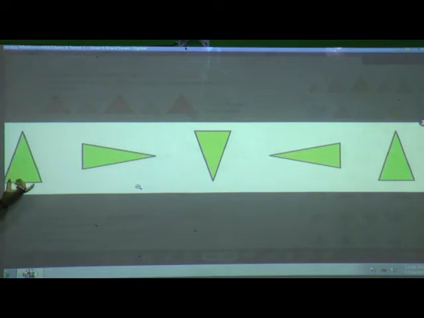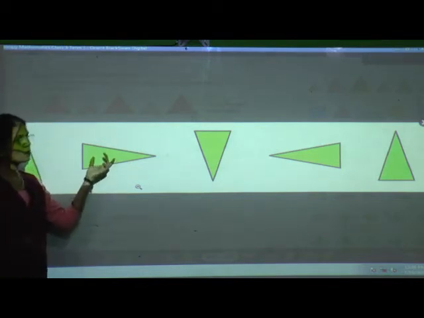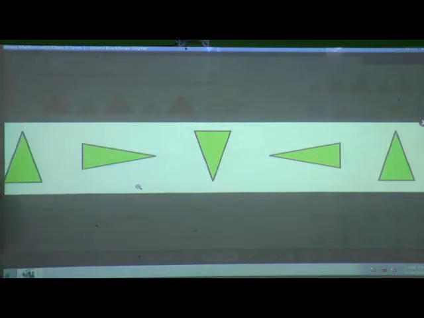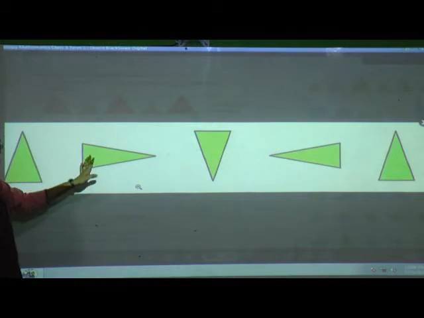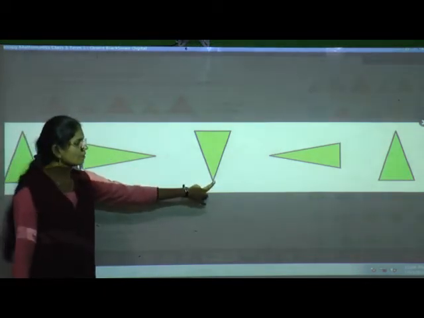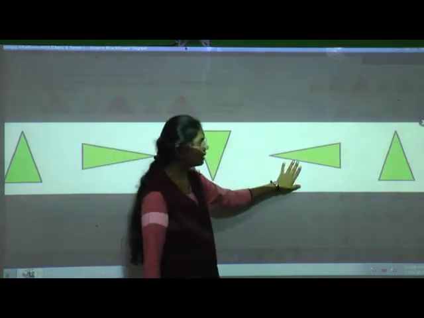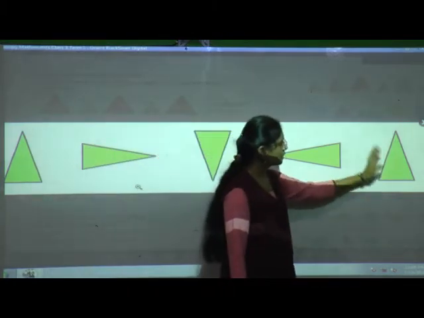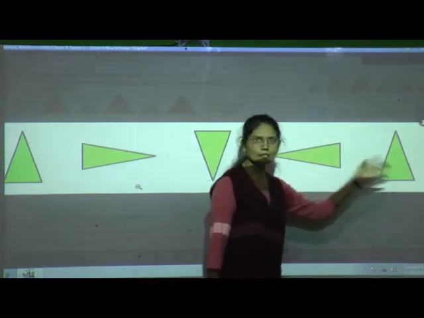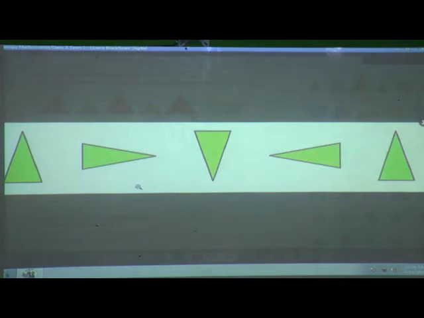See, this is a triangle. By turning its shape also we can make a pattern. See, this is a triangle. If we will turn the triangle in this way, again if we will turn the triangle, then this triangle will come. Again if we will turn this triangle, this shape we will get, and again if we will turn the triangle, then we will get it in this way. So this is also a pattern by turning the shape.